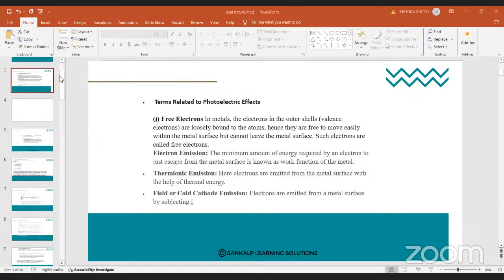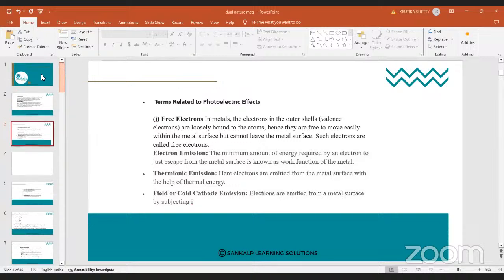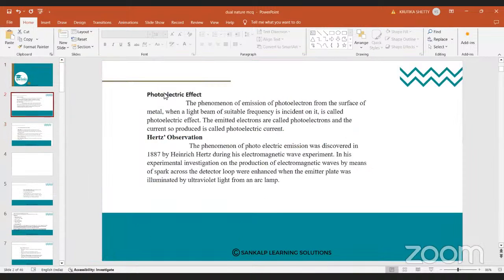Good morning, students. So we have started with the dual nature of matter and radiation topic. In the last class, we discussed some definitions, like what do you mean by electron emission and the types of electron emission. Can anyone tell me how many types there are in electron emission? Yes, four types are there: photoelectric emission, field emission, thermionic emission, and secondary emission. These are the types of electron emission.